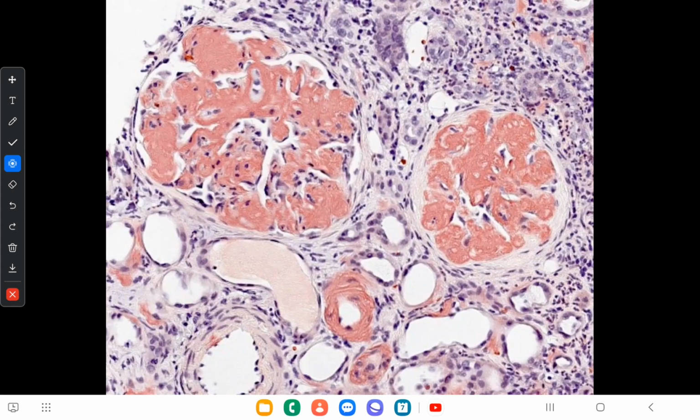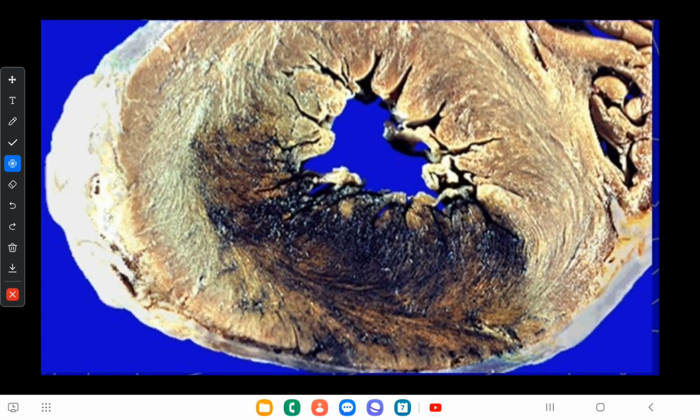As you can see from the Congo red stain, amyloid deposits are seen in salmon pink or light orange color. To confirm that, we can look under polarized light. If it shows apple green birefringence, then it is due to amyloidosis. Here is amyloid deposition in cardiac muscle cells. The stain used here is Lugol's iodine. You can see the thickness of the myocardium has also increased.